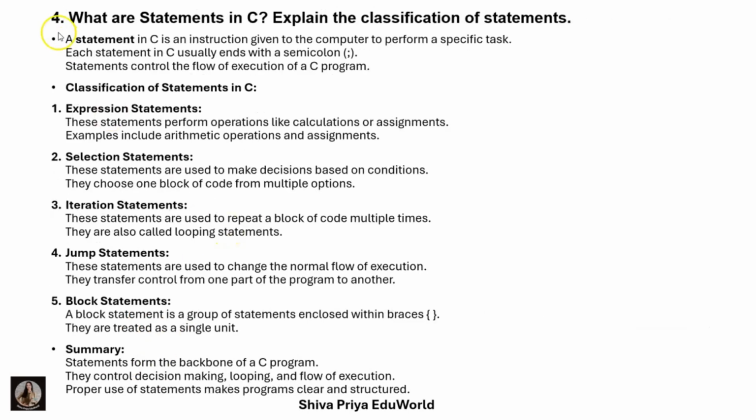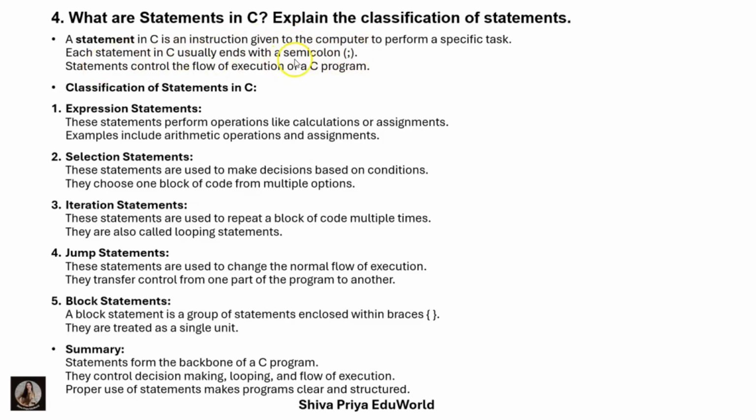And the next question is, what are statements in C? Explain the classification of statements. A statement is an instruction given to the computer to perform a specific task. Based on the instructions, the computer will perform the task. That is a statement. Each statement in C usually ends with a semicolon, which is most important. Each statement in C usually ends with a semicolon. You have to remember this.